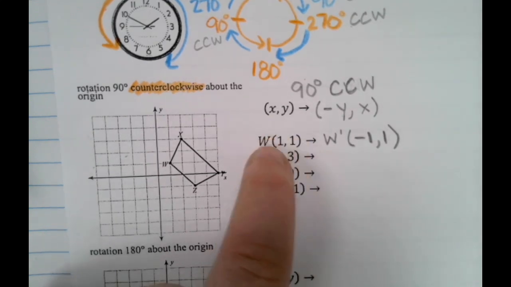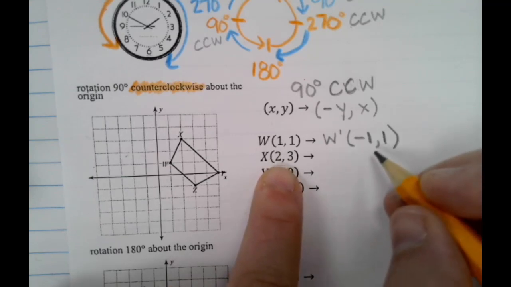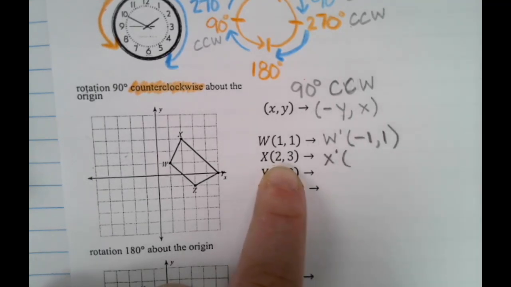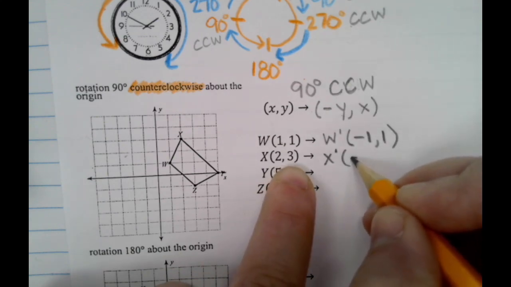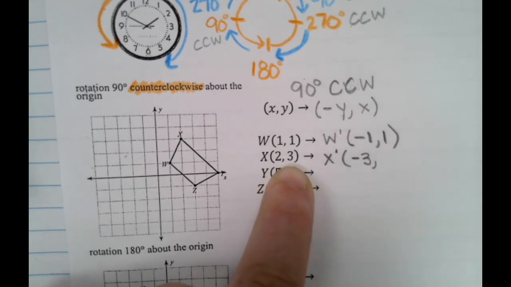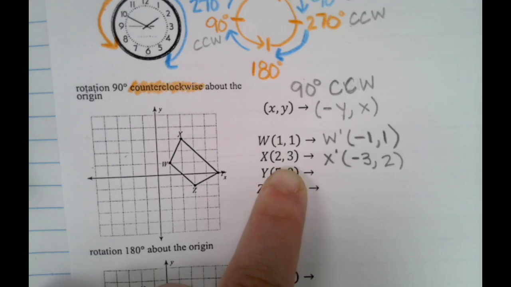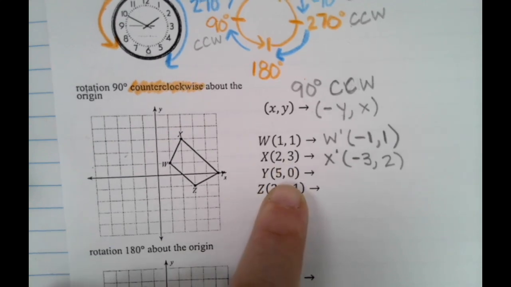All right, that one's a little goofy because it ends up being the same number. So X prime we'll see here, a little bit different. So I'm going to start with opposite y. So what is my y? 3. And what's opposite of 3? Negative 3. And then I want to keep my x, which is 2.